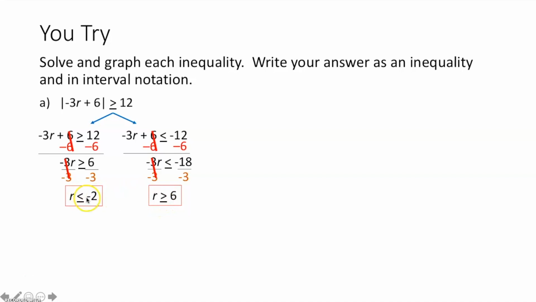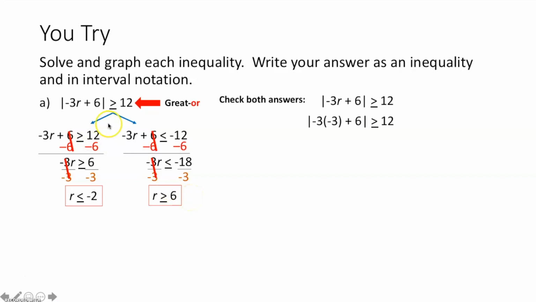Now I decide, is this an "and" or an "or" statement? So I go back to where the absolute value was by itself on the left side of the inequality, and you can see we have a greater than or equal to symbol. Greater than means it's going to be an "or" compound inequality. So what that means is I need to check 2 solutions, one that's less than or equal to negative 2 and one that's greater than or equal to 6. So let's go ahead and do that.